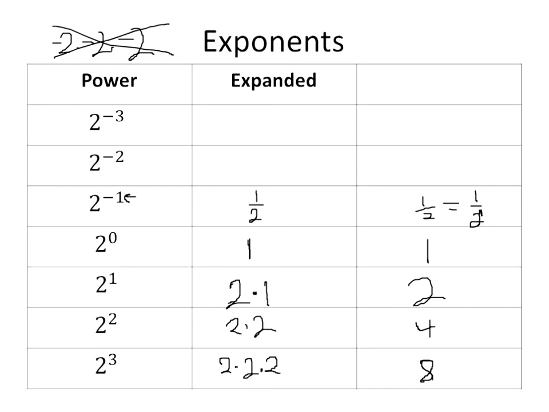Okay? So what if that was 2 to the negative 2? What is that going to be? It's going to be 1/2 times 1/2, right? It means I need 2 of those 1/2, 2 of those fractions. And so that would be the same as 1 over 2 to the second power, right? Which is the same as 1/4.